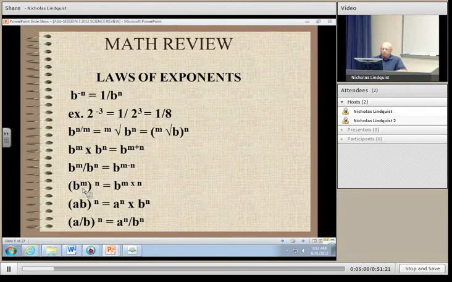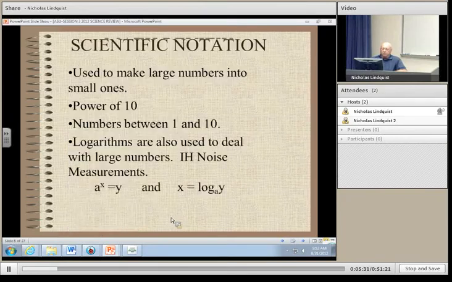And if we're taking a base to the nth power to the mth power, we can express that by multiplying the two exponents together. If we have two bases, a and b, and we've expressed it to the nth exponent, we can also write that as a to the n, b to the n. Again, a fraction of the multiple bases can be expressed as a to the n over b to the n.